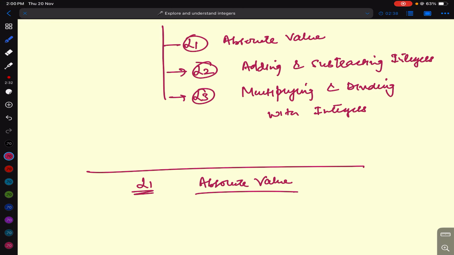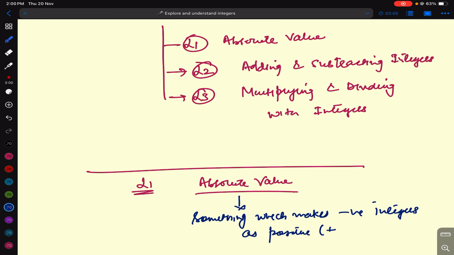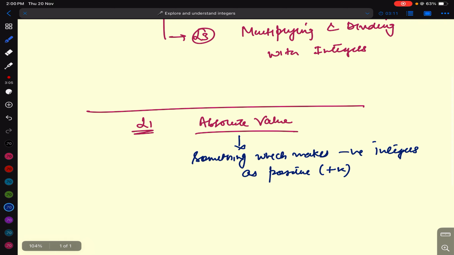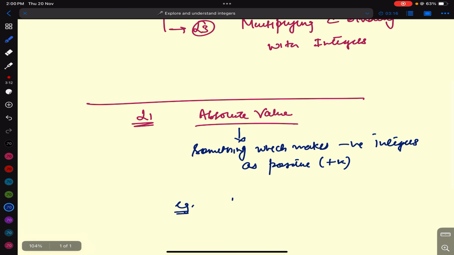When we start this lesson, the first thing that comes to our mind is: what exactly is the absolute value? How do we find it? Absolute value is something which makes negative integers positive. Everything which is negative, it turns into positive. For example, if I have the absolute value of -3, that is going to be +3.